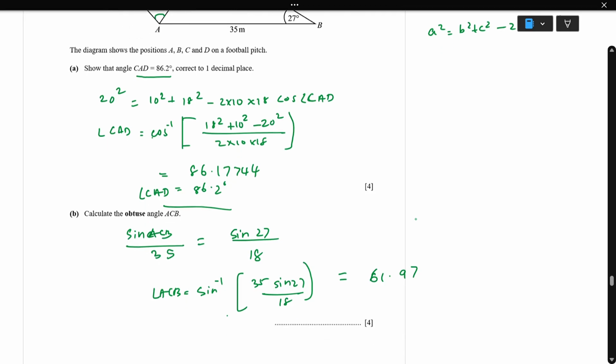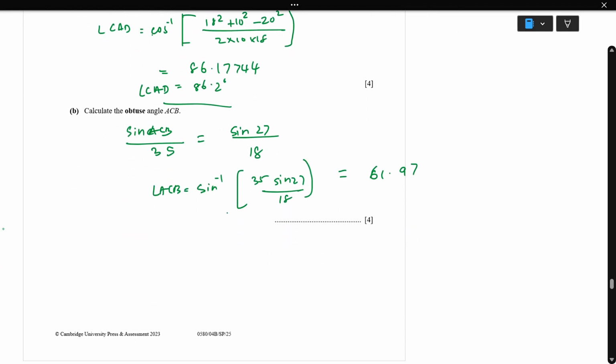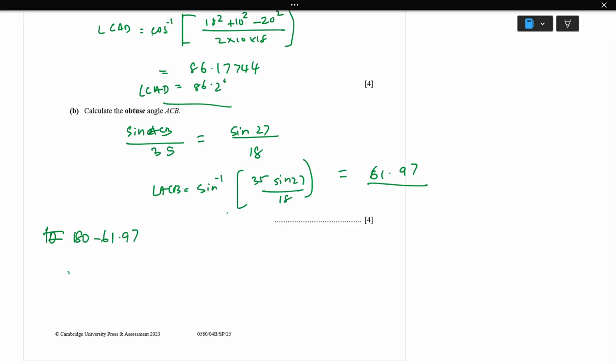But the question asks for the obtuse angle. Obtuse means we need to take away this acute one, so 180 minus 61.97 gives the obtuse angle, which is 118. 118 is the correct answer.